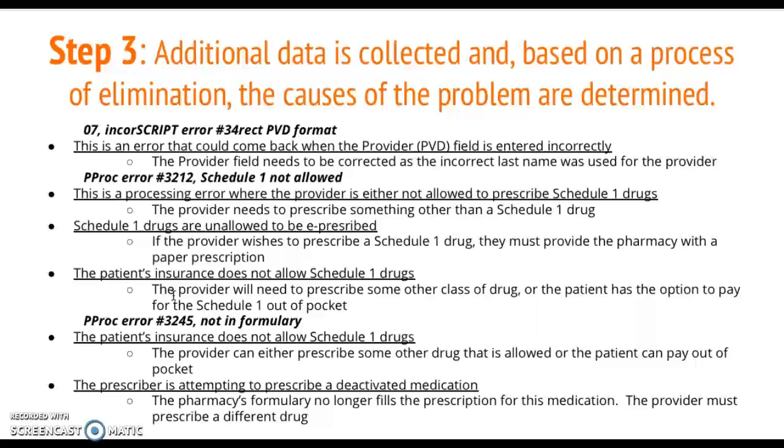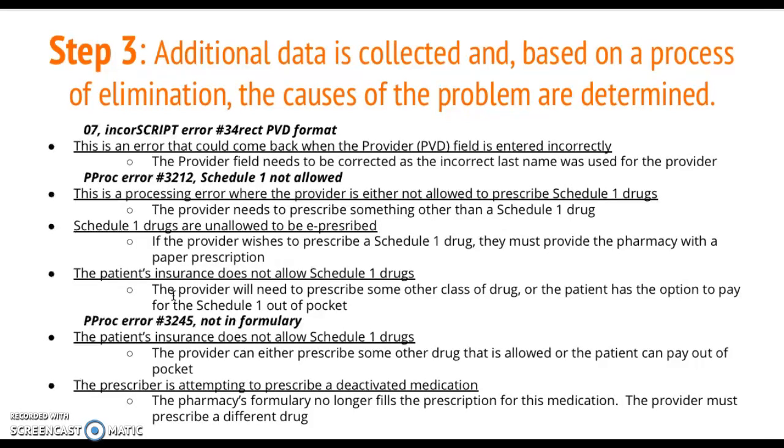Also, if the provider wished to still prescribe a Schedule 1 drug, they would have to provide the pharmacy with a paper prescription. Again, this is state specific. Here in Maine, you're not allowed to prescribe Schedule 1 and Schedule 2 over e-prescribing. Those have to be submitted on a paper script. The third possibility is that the patient's insurance doesn't allow Schedule 1 drugs, so that would mean that the prescriber would need to prescribe some other class of drug, or the patient would have the option to pay for the Schedule 1 out of their pocket.